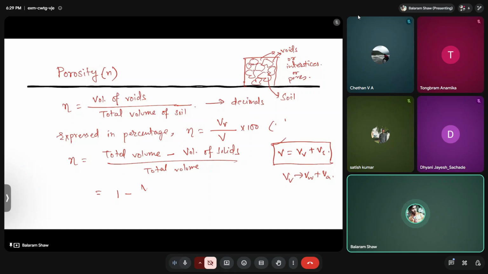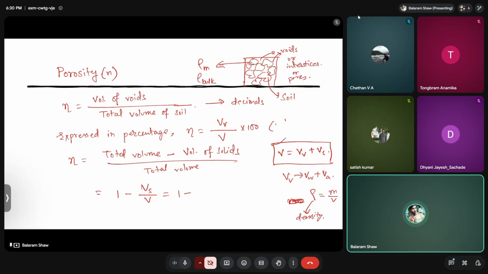Okay, so we can write this as 1 minus Vs by capital V. Now, if you want to change this into density form, you can write the volume of solids. We know mass equals density times volume, so density equals mass by volume. There will be some density of the materials or density of soil, and if you consider the whole density of the layer, then we call that the bulk density, or I am writing it as rho bulk.